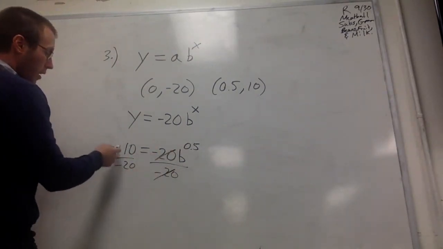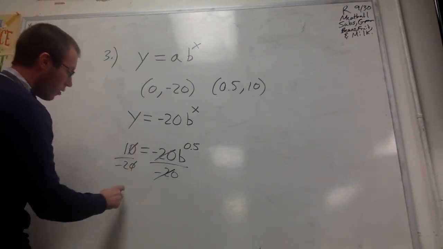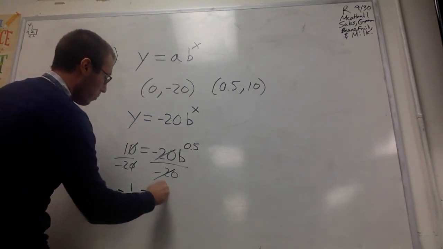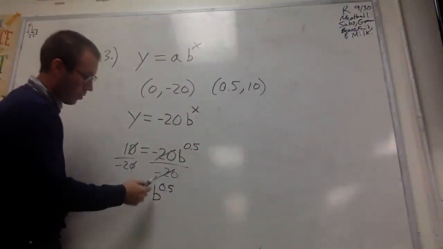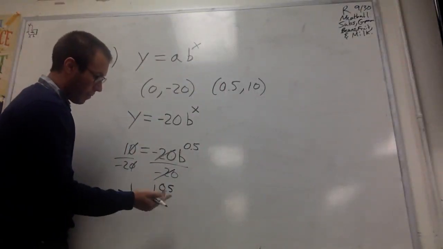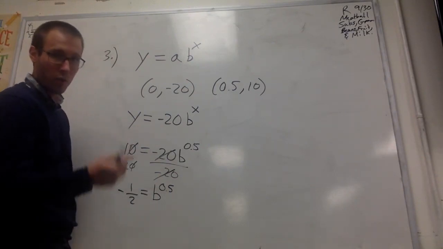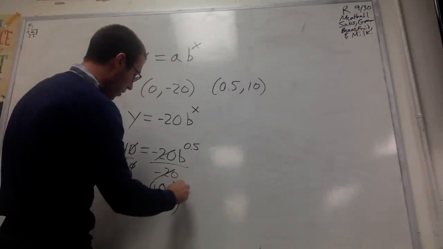So this means that we can kind of ignore the zeros. So we get negative 1 over 2 equals b to the 0.5 power. Now when I look at this, I'm really looking up here and I say, well, this is the same thing as saying b to the 1/2 power. So it's the square root. So what I'm going to do is square both sides.